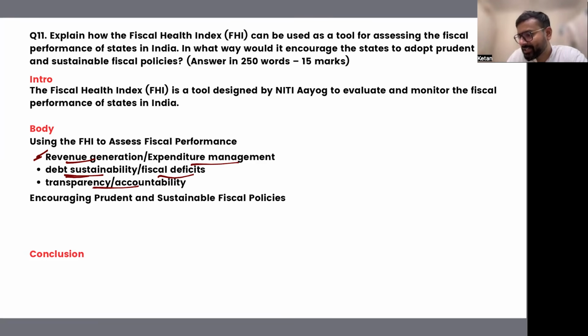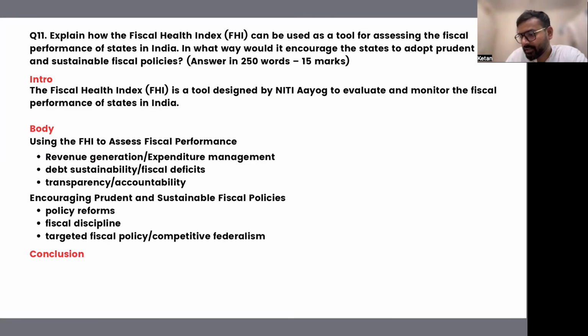Now, how will it encourage prudent and sustainable fiscal policies? Of course, once you have data regarding the fiscal health of the states, then the states can do policy reforms. Also, the center can push the states to do policy reforms. There will be greater fiscal discipline, more targeted fiscal policy, competitive federalism. So there will be a healthy competition between states to attain a higher rank in the fiscal health index, and that will give rise to better overall financials for all the states. So these are the things you can talk about.